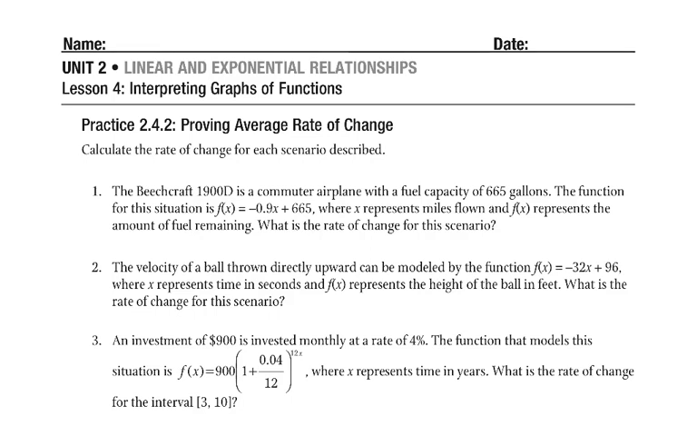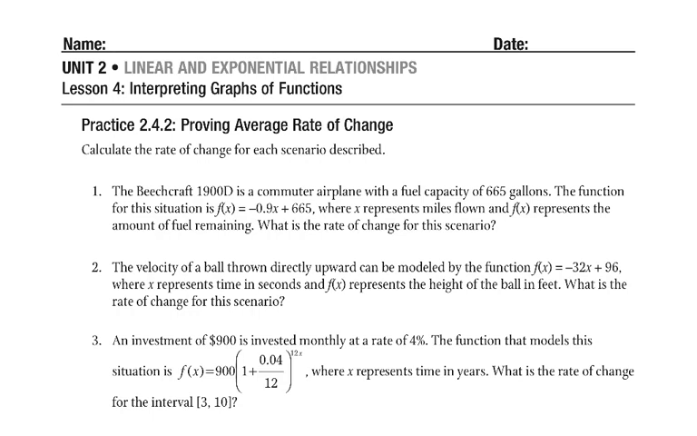Here we are, Math 1, Practice 2.4.2, Proving Average Rate of Change. So, we're going to calculate the rate of change for each scenario described. The Beechcraft 1900D is a commuter airplane with a fuel capacity of 665 gallons. The function for the situation is f of x equals negative 0.9x plus 665, where x represents miles flown, and f of x represents the amount of fuel remaining. What is the rate of change for this scenario?